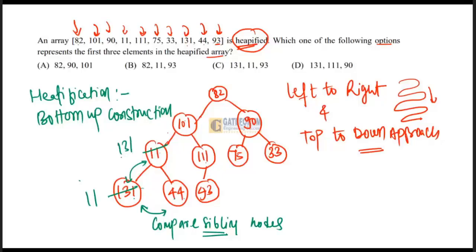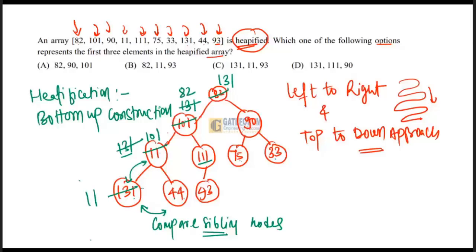After this I will compare 131 with 111. Again 131 is the maximum, so I will replace this 101 with 131, and here 101 will be there. Similarly I will also do the right side part. Here 95, 75 and 33. 75 is already lesser than 90, no need to manipulate. Again 131 and 82 will be compared. 131 is the greatest one, it will come here, and 82 will be here.